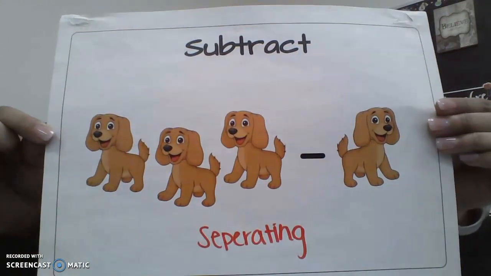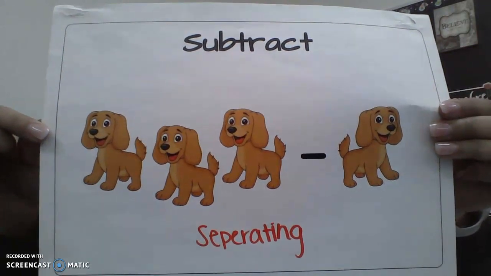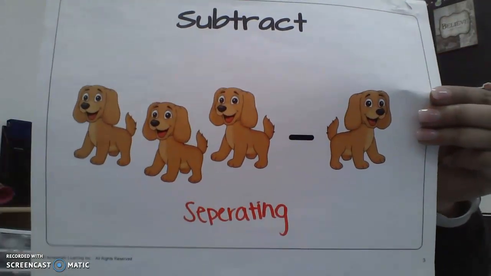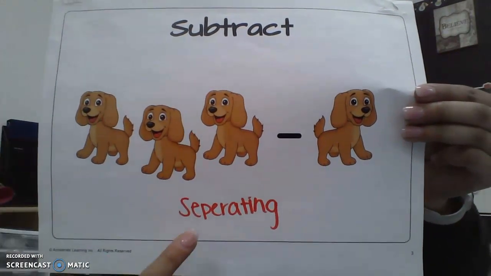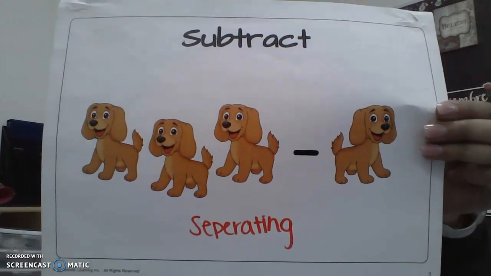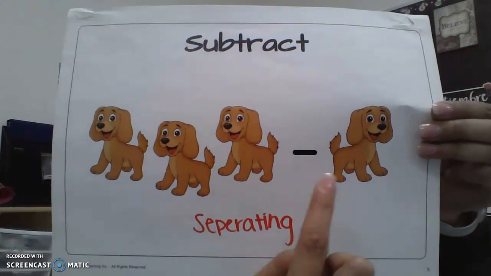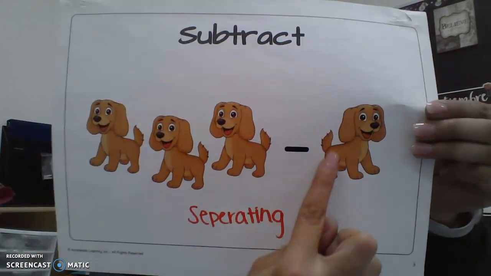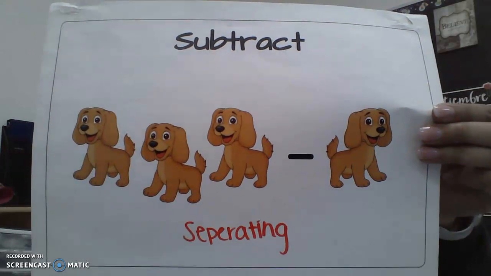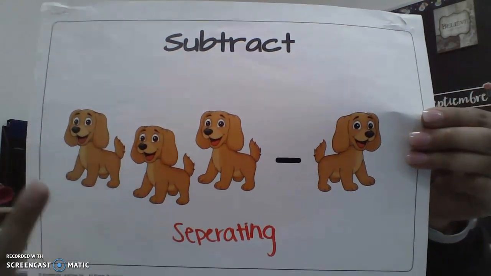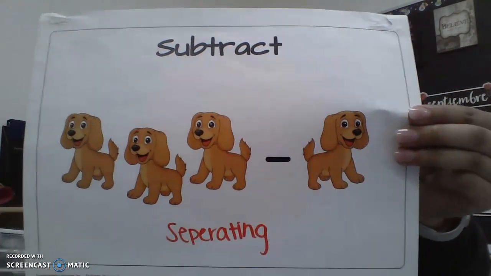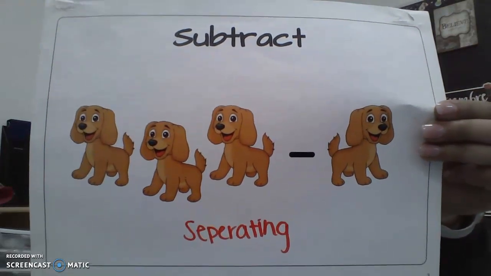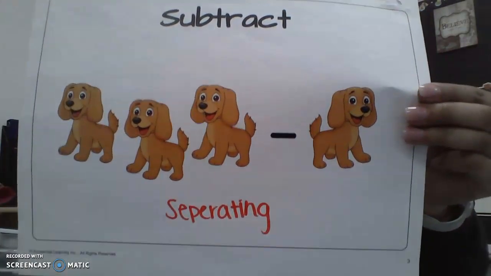Our next vocabulary word is subtract. When we are subtracting, we are taking away something. We are separating it. How do we know that we are subtracting? Because we see this subtraction sign, the minus sign, right? Yes. So we have 3 dogs and we take away 1 dog. So we are subtracting. We are separating.